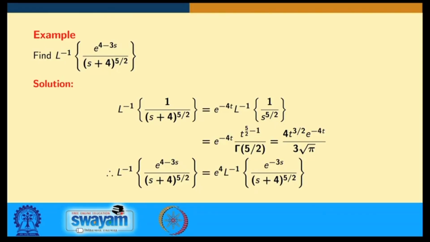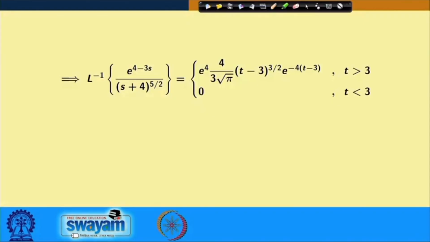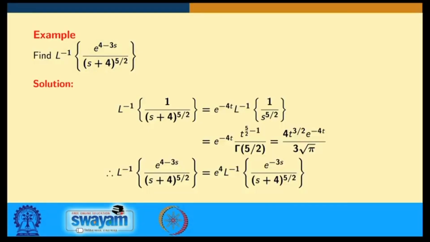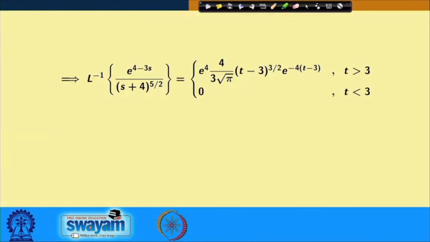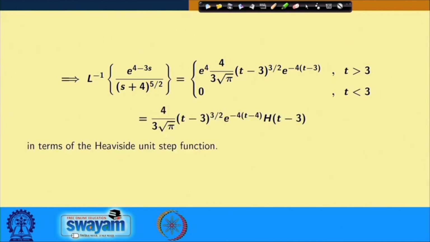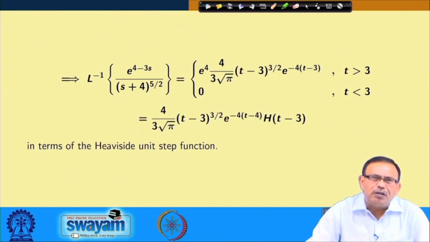So, this was the inverse Laplace transform, e power 4 into this. So, I am getting this, for this function e power minus 3 s by s plus 4 to the power 5 by 2. Using the property directly I can write it as 4 by 3 root pi, t minus 3 to the power 3 by 2 into e power minus 4 into t minus 3, and this you can write as a unit step function, which we have written as h of t minus 3, in terms of the Heaviside unit step function.